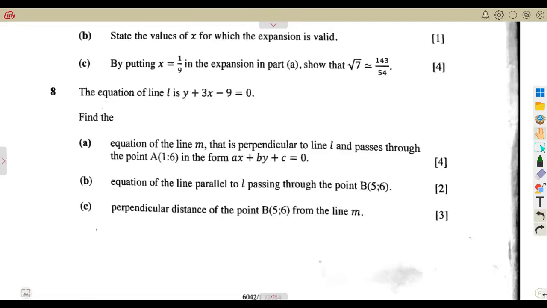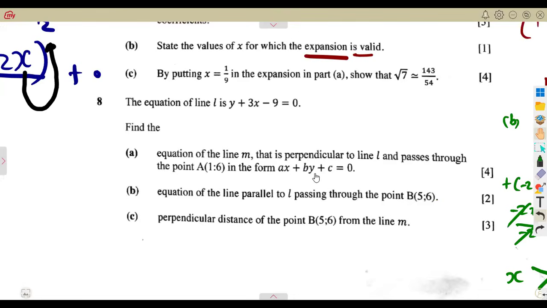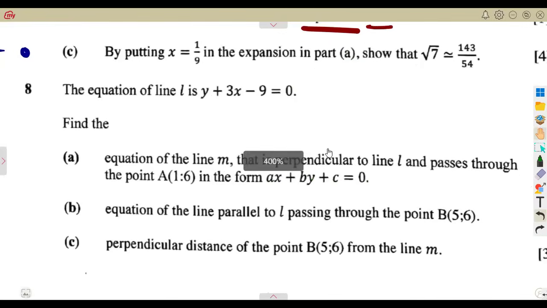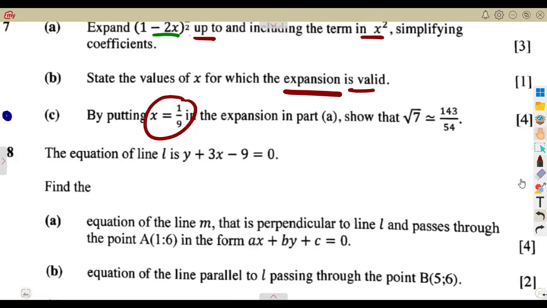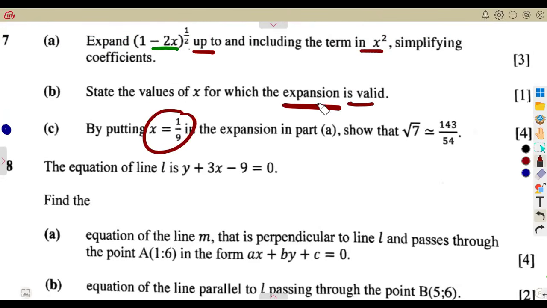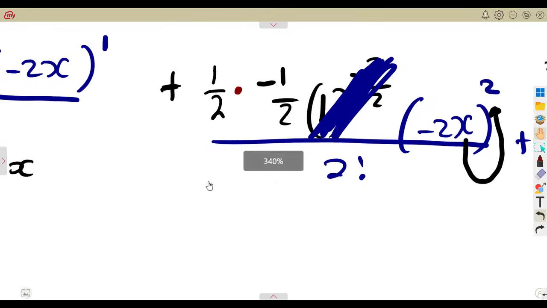Okay, sorry for that, guys. I did not want to remove this. Okay, so the C part: by putting x is equal to 1 over 9 in this expansion that we had in part A, show that the square root of 7 is going to approximate to 143 over 54. By putting x is equal to 1 over 9, I want you to see what's going to happen here.